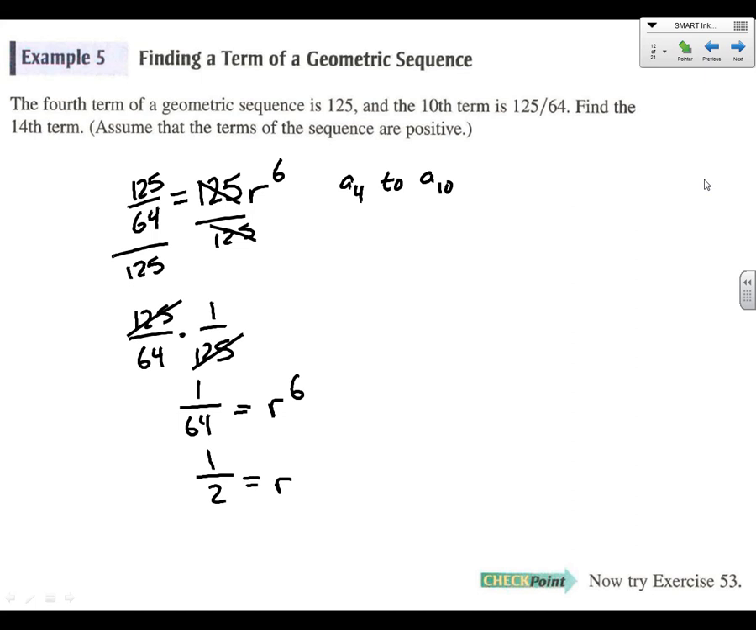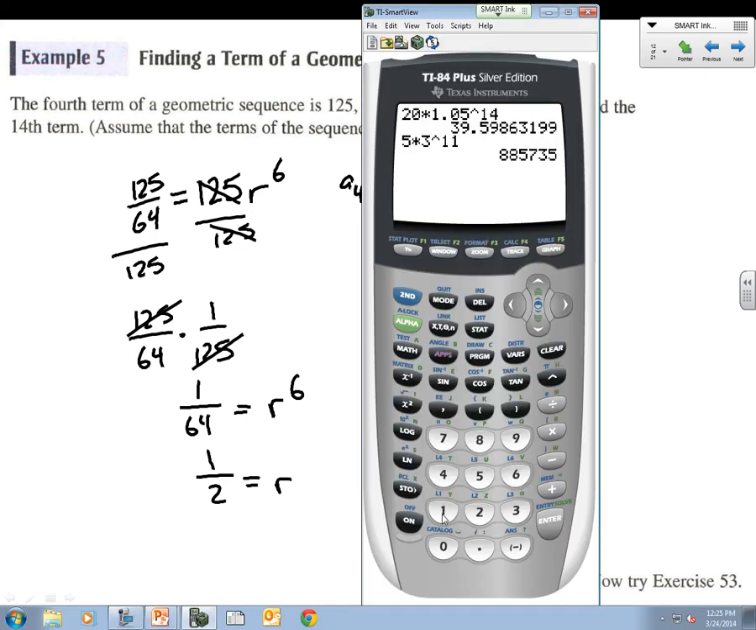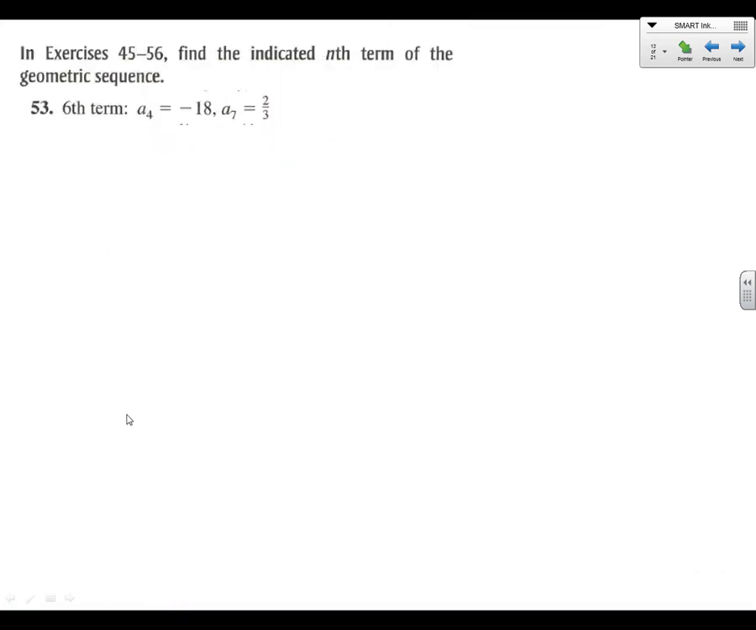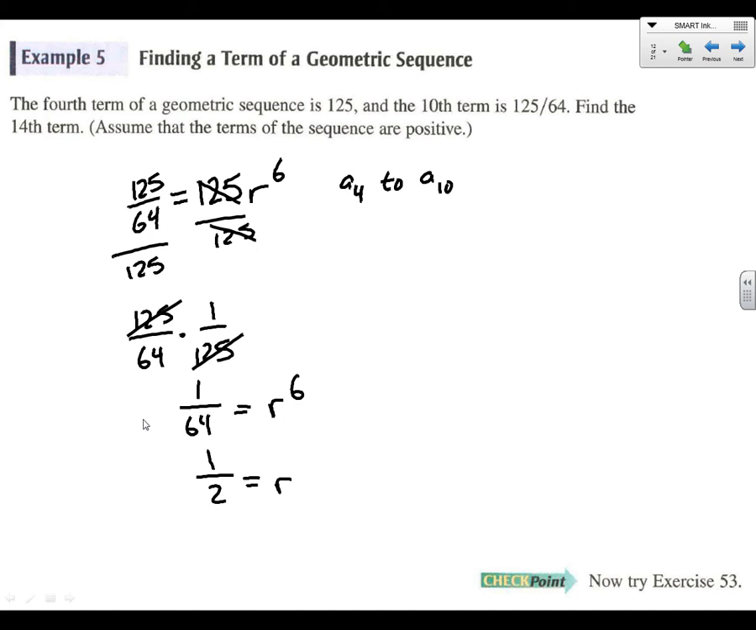And if you weren't sure on that one, what we could do is on the calculator, we've got 1/64 to the 1/6. We want to take the 6th root of this to cancel out the 6th. To the 1/6 power and 0.5. 1 over 2 is our r. All right, so now we have r.